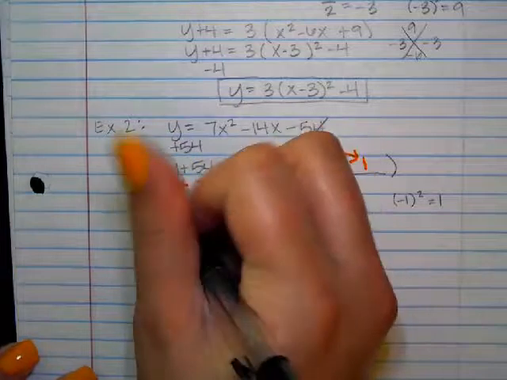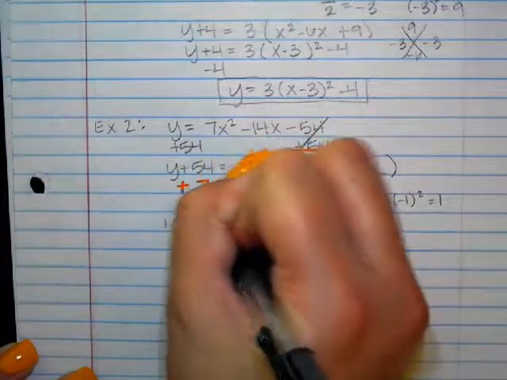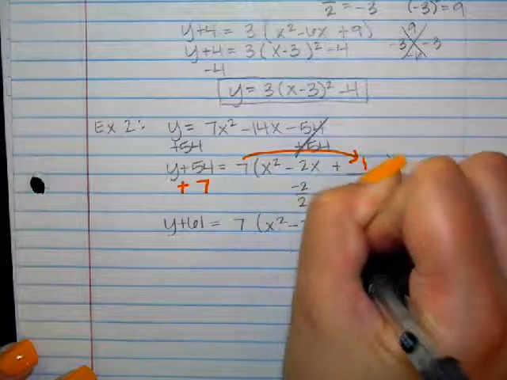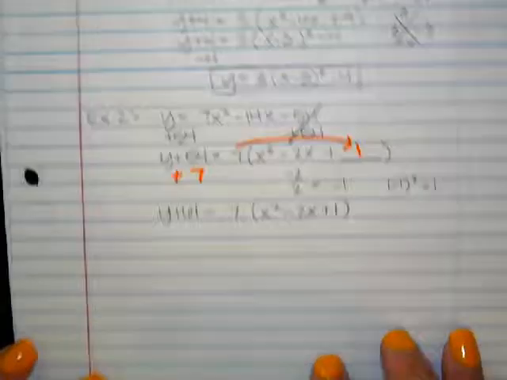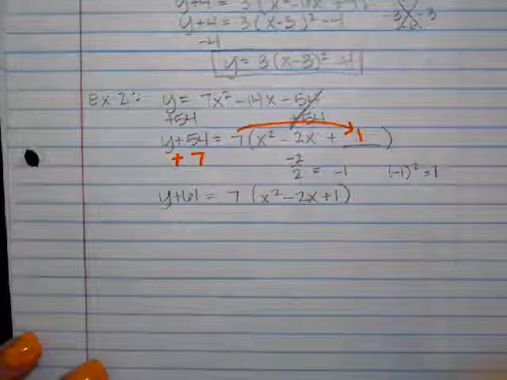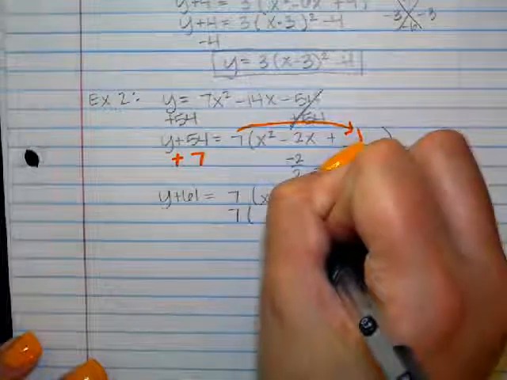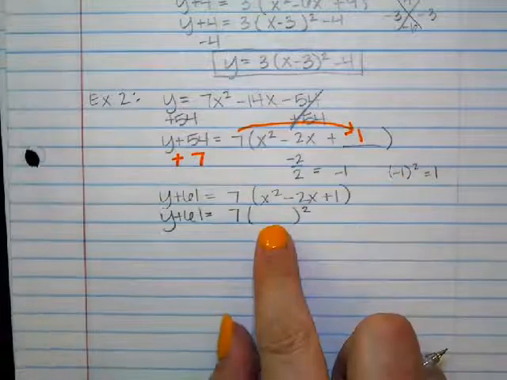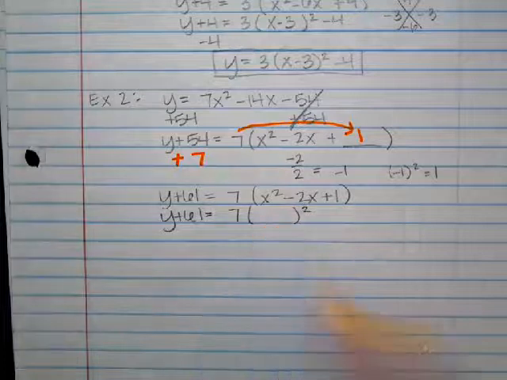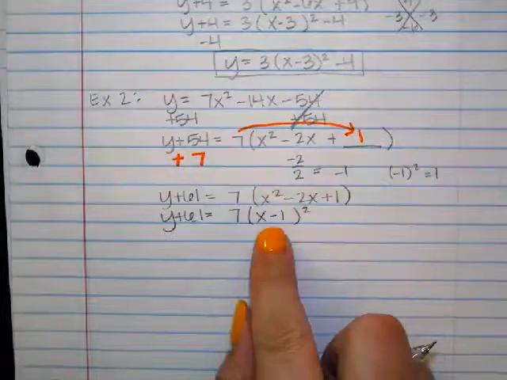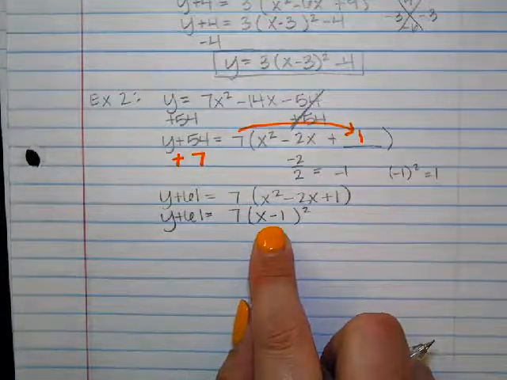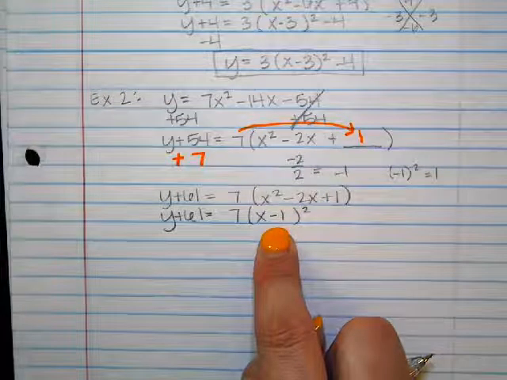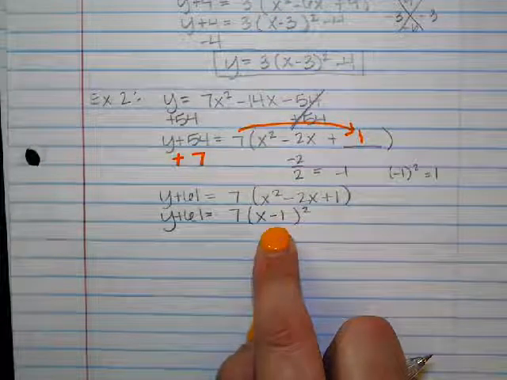Y plus 61 equals 7, and we know the 7 is going to have something in parentheses squared after that, right? And what's going to be in the parentheses squared? X minus 1. How did we know it's going to be x minus 1? When you divided by 2, you got negative 2 divided by 2 is negative 1, and so that's what always goes in the parentheses. Okay? All right, and then what should we do? Subtract the 61 back over.